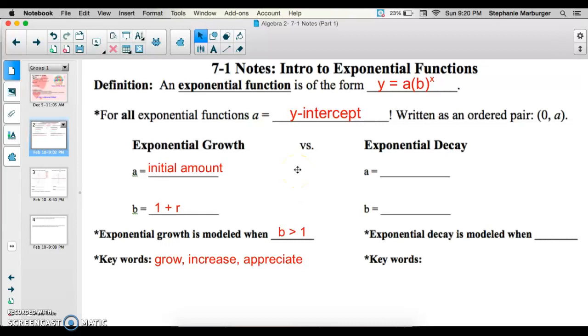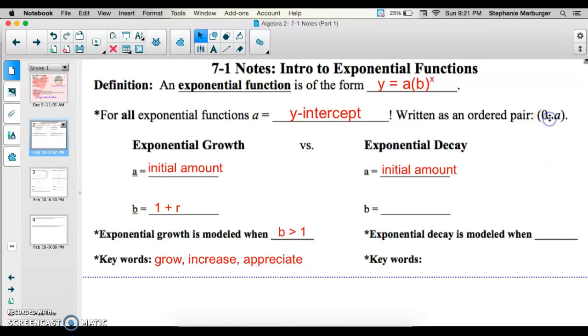So if we take that exponential growth and compare it to exponential decay, you'll notice the a values are the exact same. So they're both initial amounts, also known as the y-intercept, also written as an ordered pair (0, a), like I have written up above.